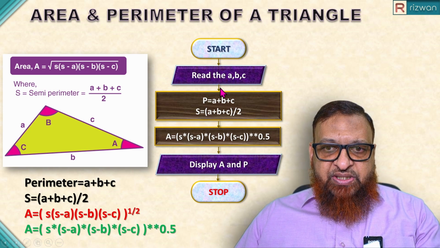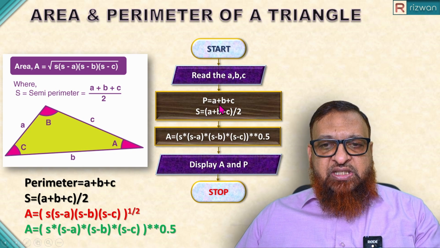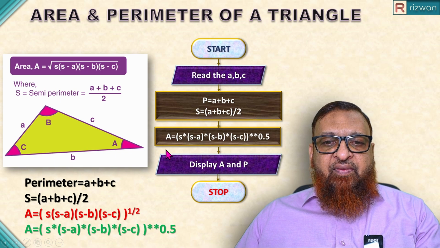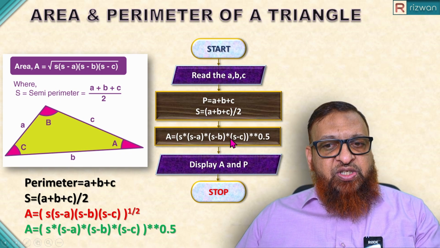We will read the sides A, B, C. We will calculate the perimeter. Perimeter is very easy. Just add up the three sides, and we will get the perimeter. Then we calculate the semi-perimeter. Based upon the semi-perimeter, we calculate the area using Heron's formula.